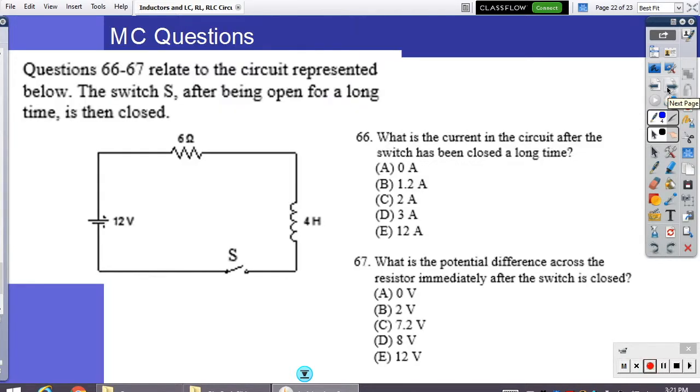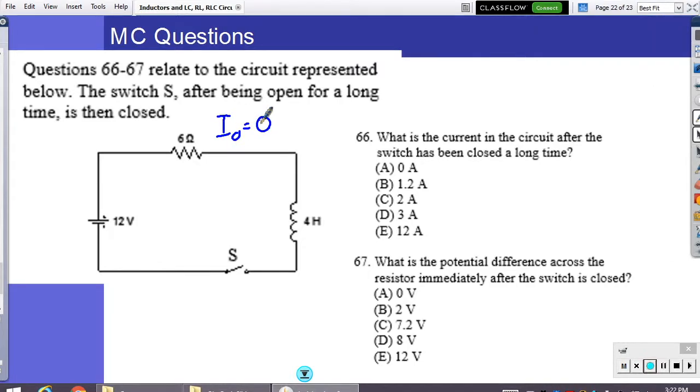Here's an RL circuit. It's got a resistor and an inductor. We're going to keep this open for a long time, so there's no initial current. Our initial current is nothing. And then at time equals 0, we're going to close it. The very first question asks a different question: what is the current in the circuit after the switch has been closed?